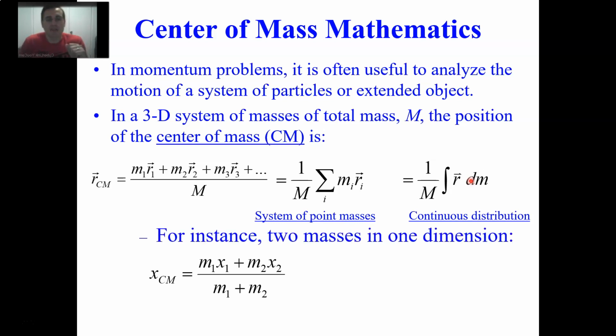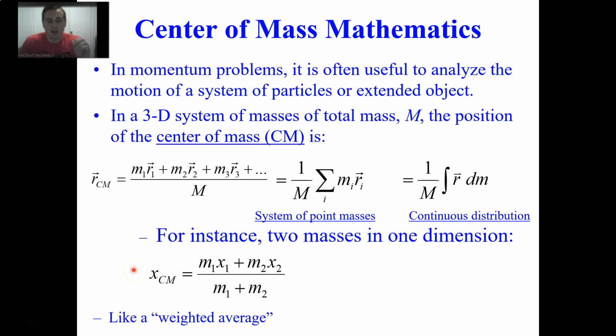Now, what if two masses exist in one dimension? The center of mass is going to be m1 x1 plus m2 x2 over m1 plus m2. Notice that this is basically just the weighted average position of these masses. The masses are basically the weights, and x1 and x2 are the positions to get the x center of mass.